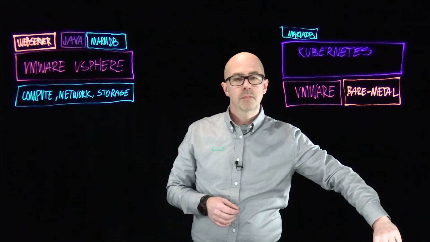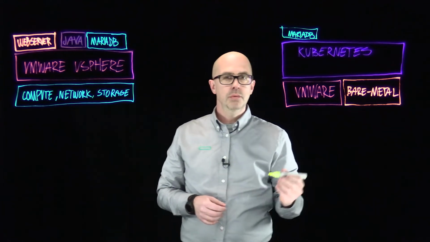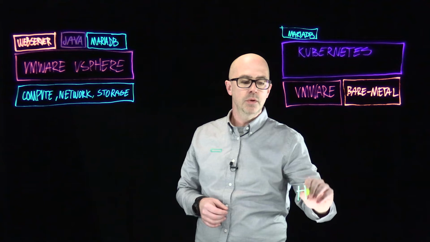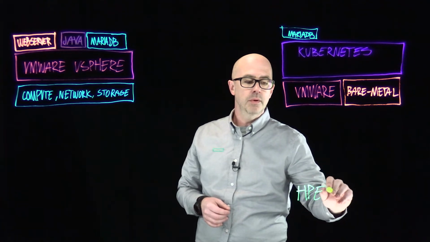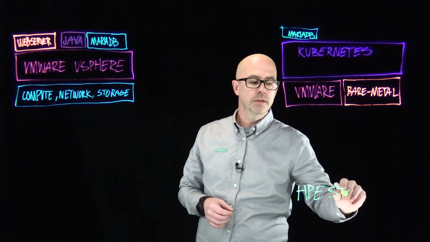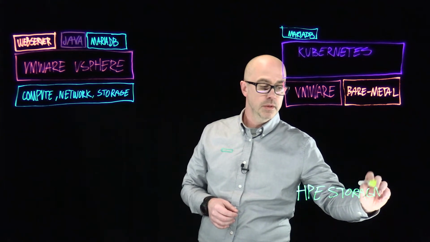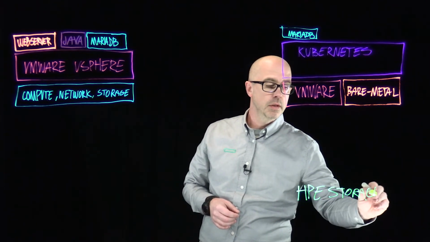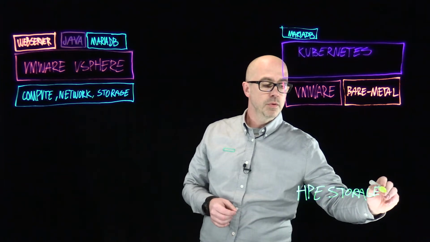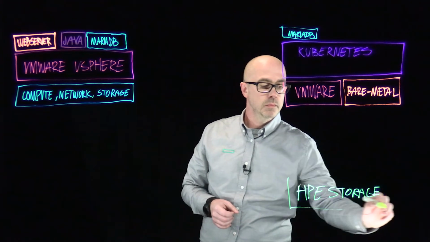The first step to do this is to set up an HPE Storage Array that is compatible with the HPE CSI driver for Kubernetes. That will include HPE Alletra, Alletra 6000, 9000, Nimble Storage, and Primera.